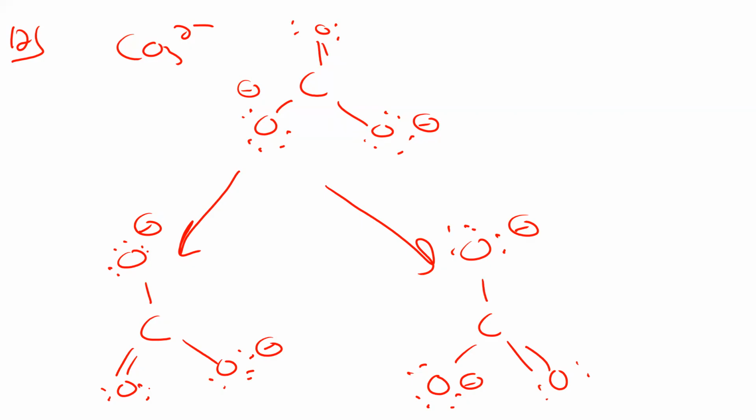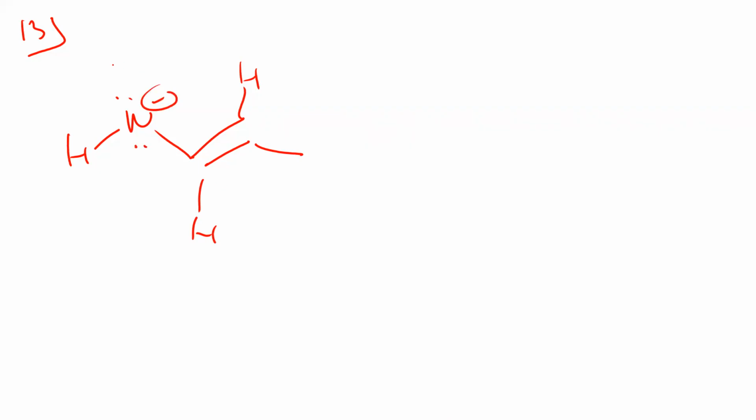Question 13. It says structure A, complete the structure by adding non-bonding electrons. So why don't we go ahead and do that? It's going to be a -1 because 5 minus 6 equals -1. And then that's structure A. Structure B will be this right here.